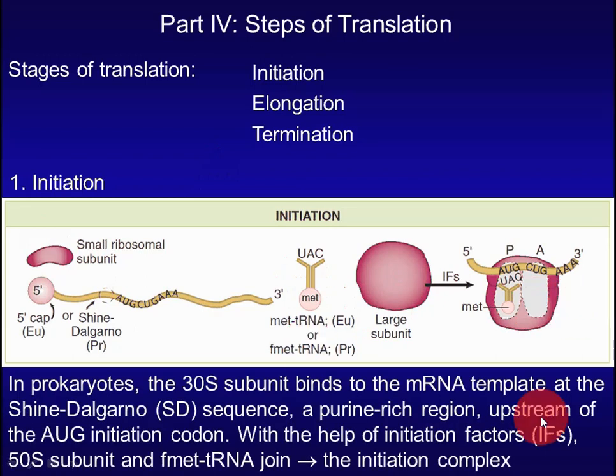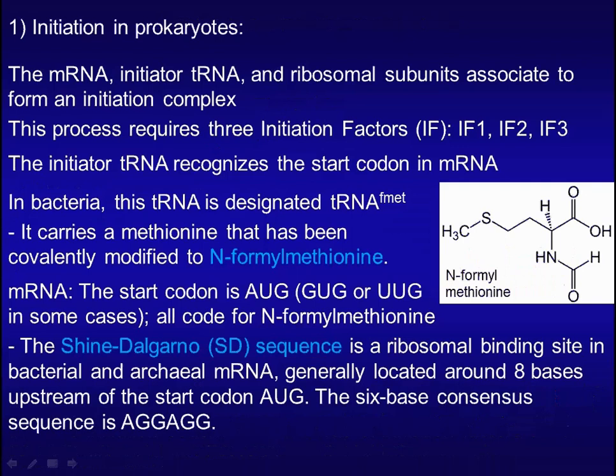This is described here. Initiation of translation in prokaryotes requires mRNA, initiator tRNA, ribosomal subunits, and initiation factors. The initiator tRNA recognizes the start codon. It carries a methionine that is covalently modified to N-formyl methionine. This is N-formyl methionine. The start codon is AUG in most cases, but in some cases, GUG and UUG are also used. All code for N-formyl methionine.